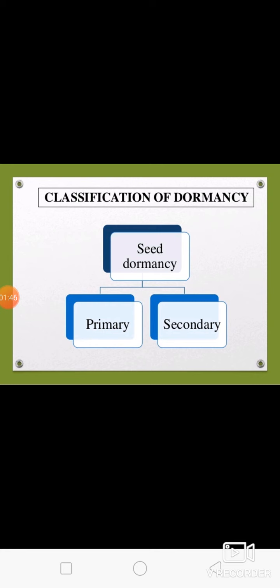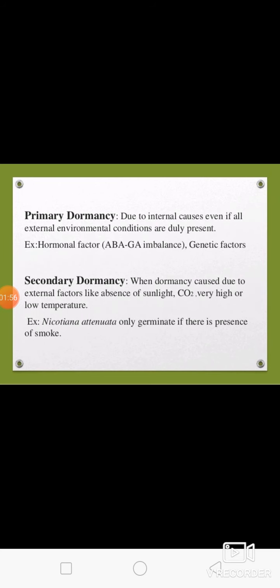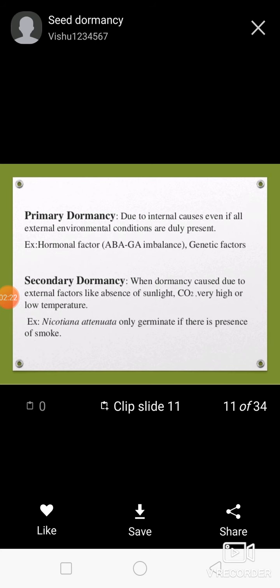Now we will go for the classification of dormancy. Seed dormancy is generally classified into two types: primary dormancy and secondary dormancy. Now, what do you mean by primary dormancy? Primary dormancy is due to the internal causes even if all external environmental conditions are duly present or favorable for the seed to germinate. Secondary dormancy is when dormancy is caused due to the external factors like absence of sunlight, CO2, or very high or very low temperature conditions.